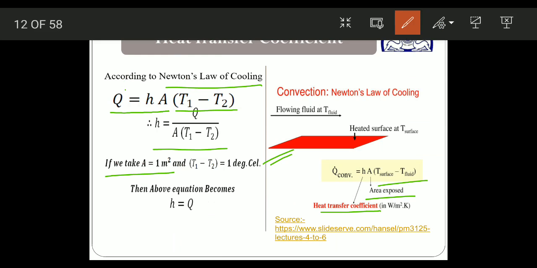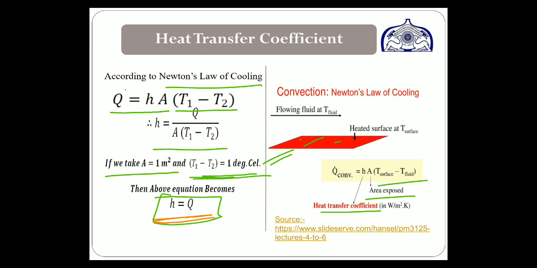So, if you take the surface area as 1 meter square and the temperature difference, that is T surface minus T fluid or T1 minus T2, as 1 degree Celsius, then the above equation becomes H is equal to Q. What is the meaning of H is equal to Q? Whenever there is a surface having unit surface area, that is 1 meter square, and a temperature difference of 1 degree Celsius, then whatever rate of heat transfer takes place from that hot surface to the surrounding fluid is nothing but your heat transfer coefficient.